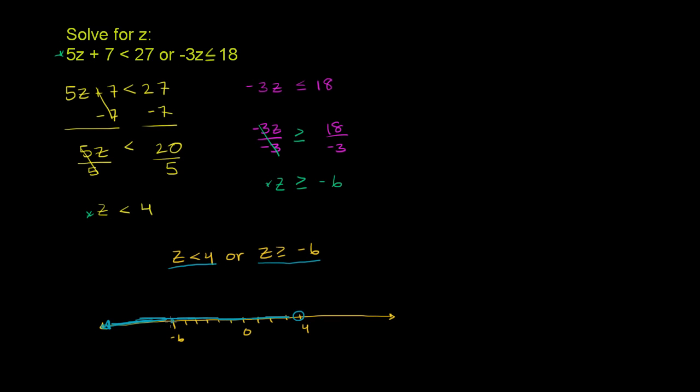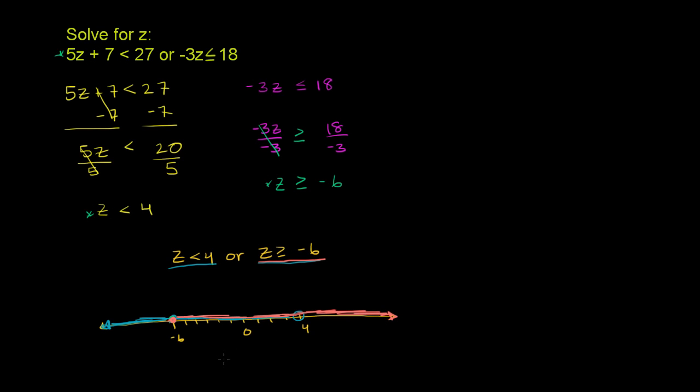Now let's think about what z being greater than or equal to negative 6 would mean. That means you can include negative 6, and it's everything. Let me do that in a different color, orange. So z is greater than or equal to negative 6. It means you can include negative 6, and it's everything greater than that, including 4. So it's everything greater than that.